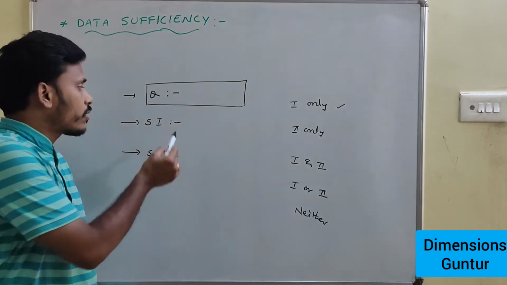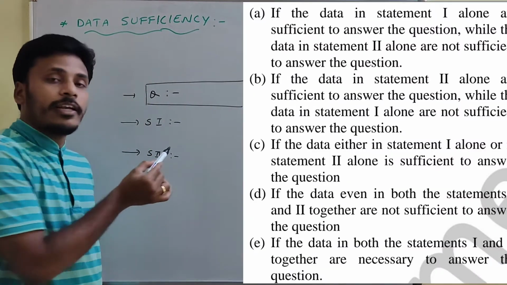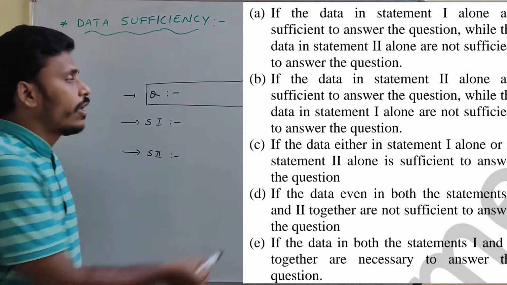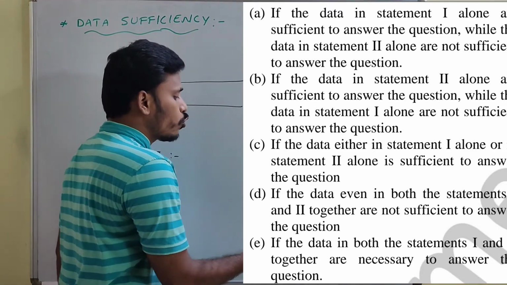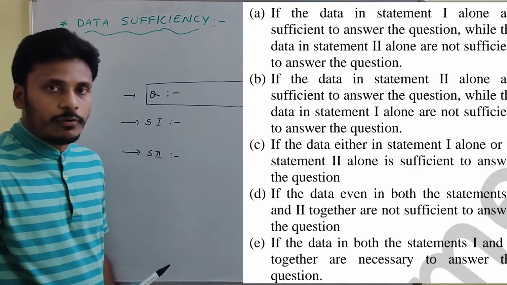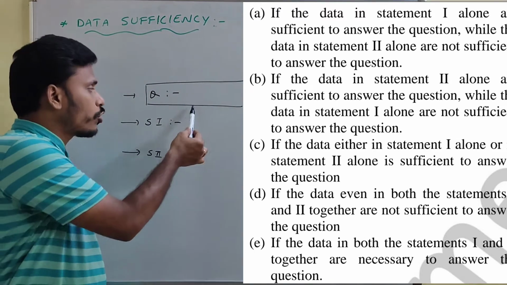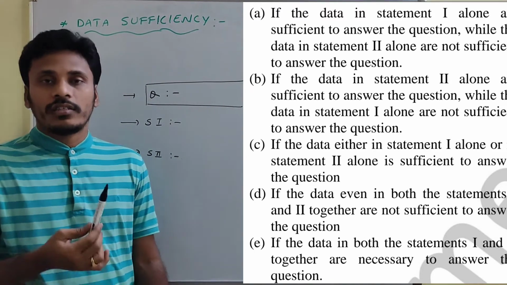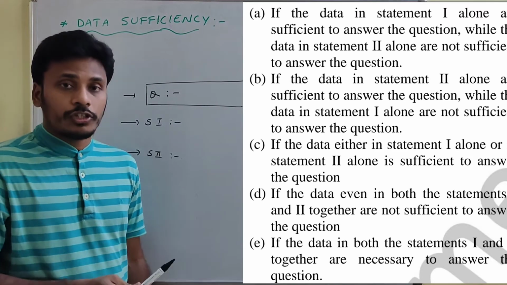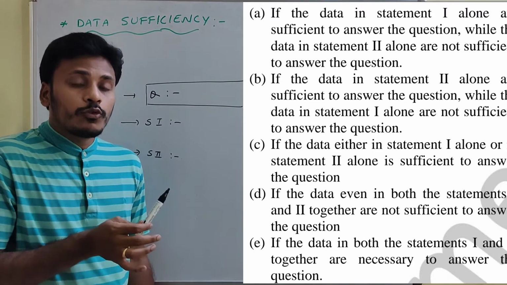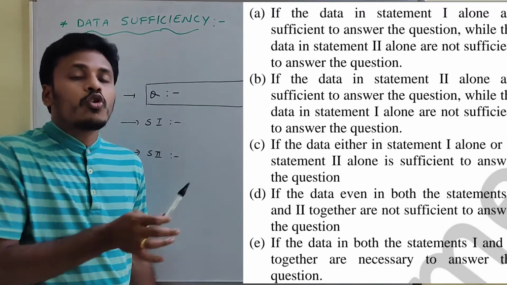So related to statement 1 and statement 2, to answer the given question, we have these 5 options. To choose one of the options among these 5, we need to answer this question using statement 1 and statement 2. And one more thing is, here there is no need to answer the question. It is enough if you say whether you are able to answer or not.